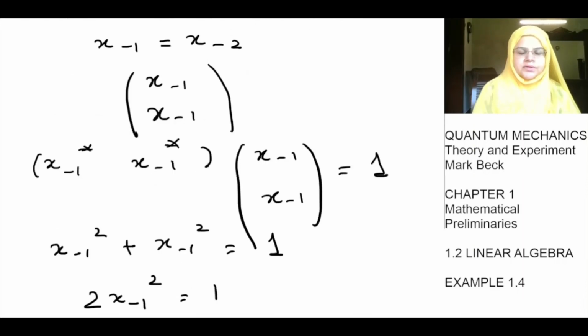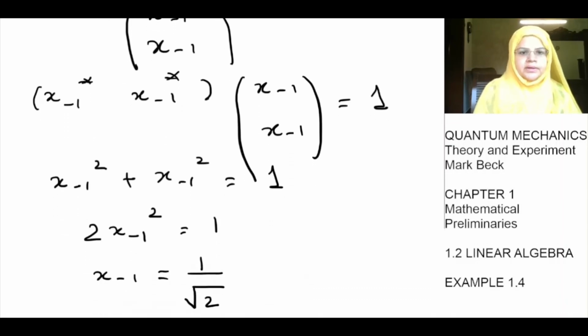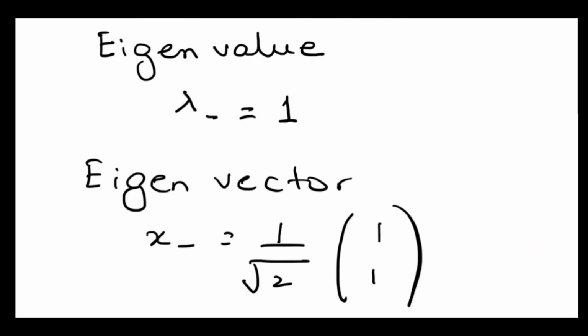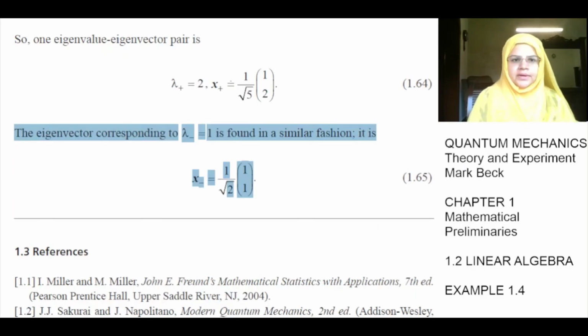Since x minus 1 is equal to x minus 2, we get the vector with elements x minus 1, x minus 1. If we normalize it, we get x minus 1 whole square plus x minus 1 whole square is equal to 1. This gives us 2x minus 1 whole square is equal to 1. X minus 1 is equal to 1 under root 2. Therefore, for the eigenvalue lambda minus is equal to 1, the eigenvector x minus is equal to 1 under root 2, column 1, 1. The eigenvector corresponding to lambda minus is equal to 1 is found in similar fashion. It is x minus is equal to 1 under root 2, column vector 1, 1.